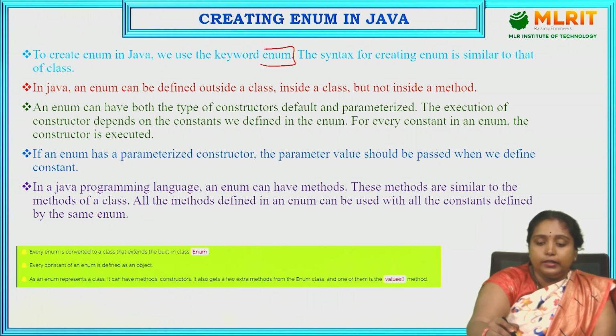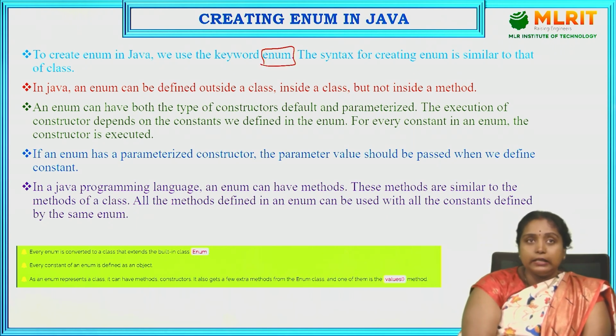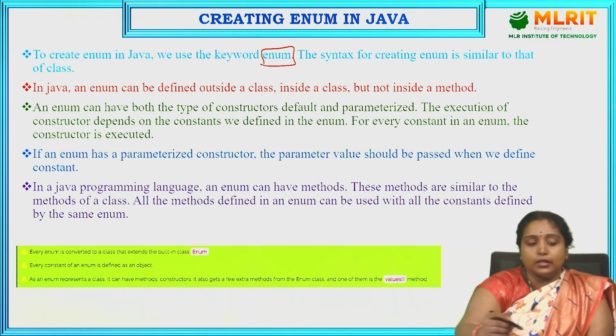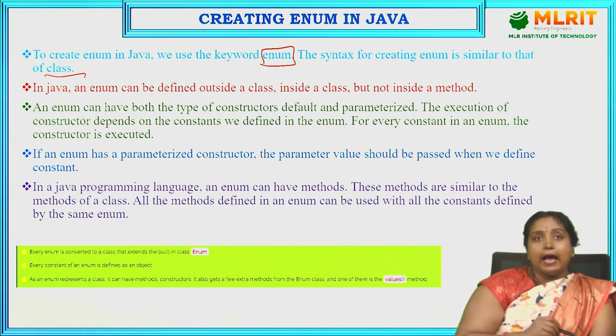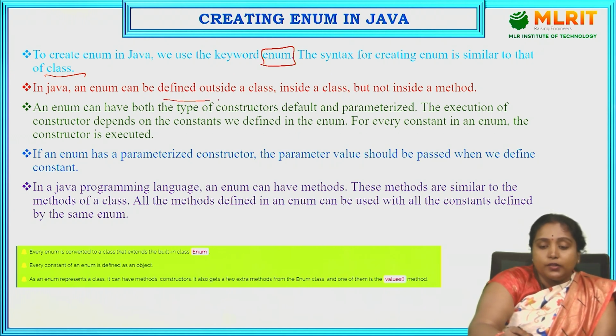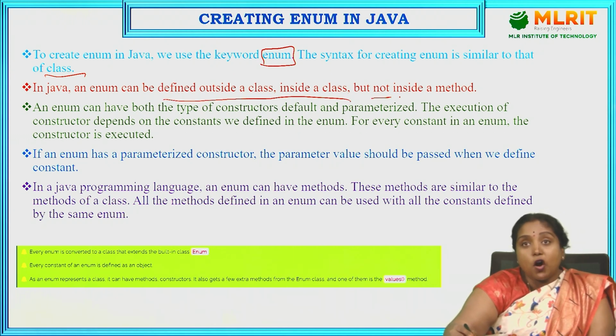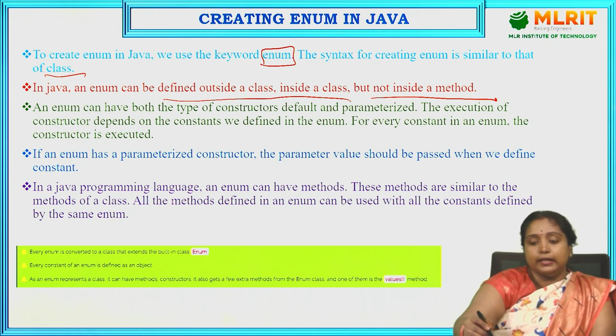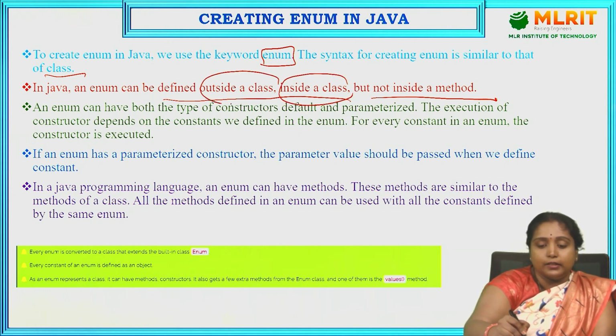Coming to creation of enum in Java. We use enum, which is a keyword, in order to create a new enumeration. The syntax of enum will be similar to the class. It can be defined outside the class, inside the class, but not inside a method. You cannot create an enum inside a method. You can create it inside the class as well as outside the class.